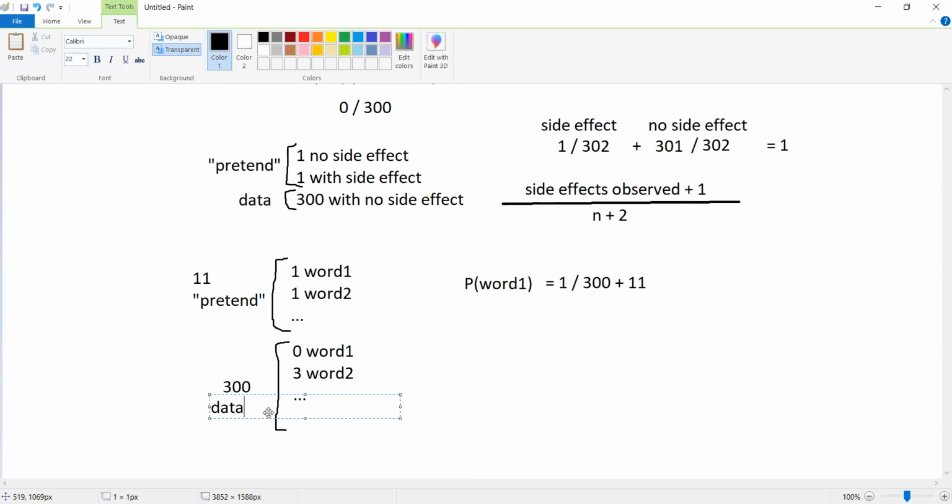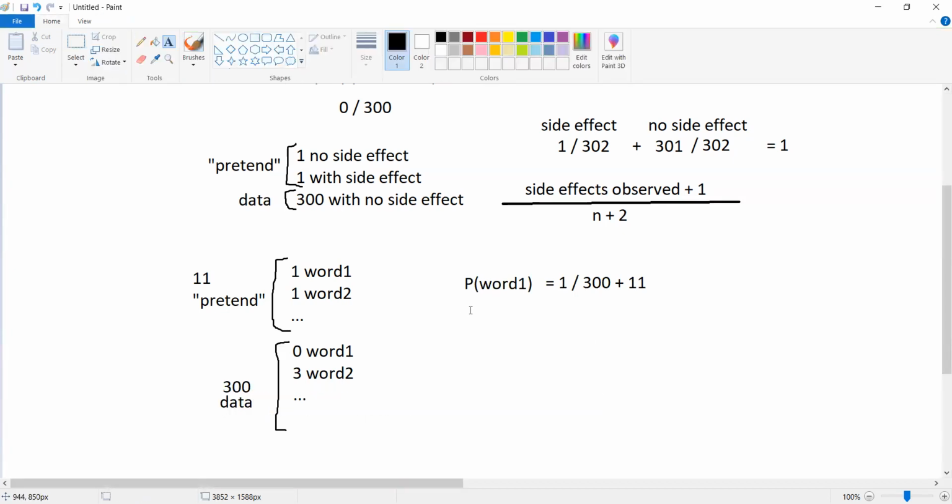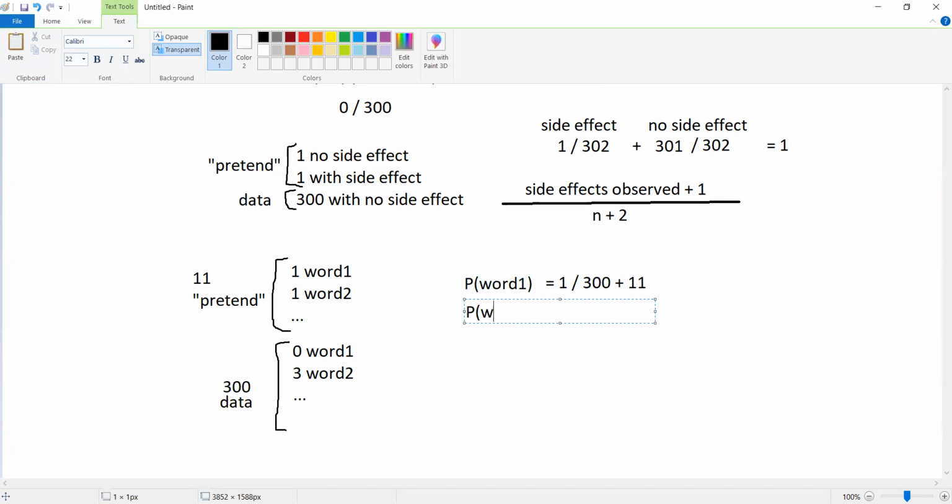And then the probability of word 2 will be equal to, we have 3 actual observations plus that 1 pretend observation over 311. So it will be 3 plus 1 over 300 plus 11.